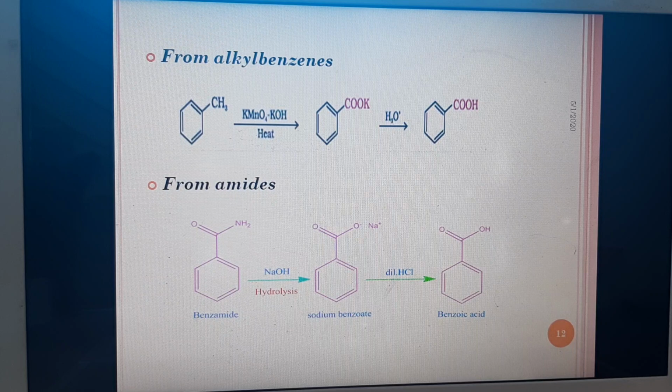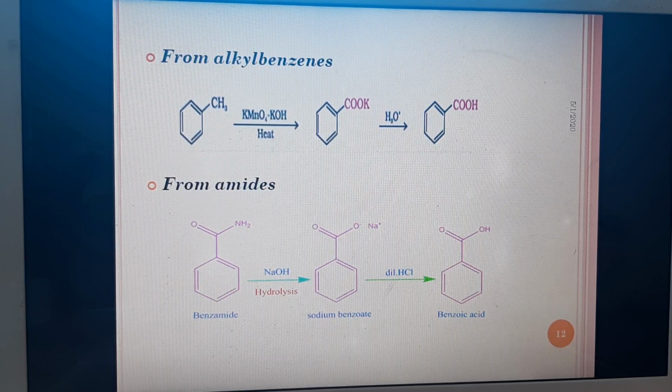So we can take another example. It is not given in this slide. That is, ethyl benzene can also react with KMnO4 and KOH. Followed by hydrolysis, it also gives the same compound, that is benzoic acid. So methyl and ethyl benzenes undergo this reaction to form benzoic acid only. No other product is formed. That is all about the preparation from alkyl benzenes.